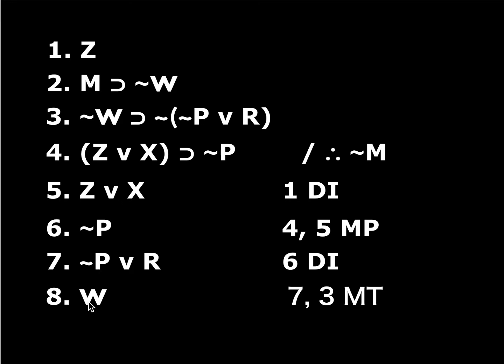Okay, and now this is the negation of that consequent. So by modus tollens again, I can get the negation of this antecedent. So this is m, I can get not m. And that's by modus tollens on 2 and 8. And not m is the conclusion. Okay, so that proof is finished.